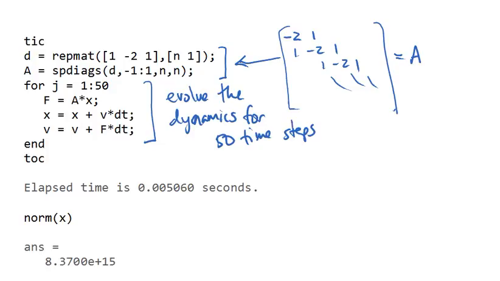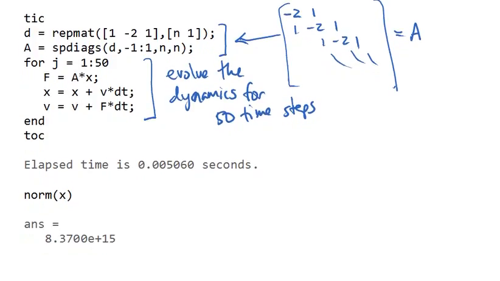And because we are using a sparse matrix for A, it's extremely fast. Almost 2 full orders of magnitude faster than the eigenvalue computation. And if we look at the norm of the state vector, we can see it's huge. And that indicates it's probably unstable.